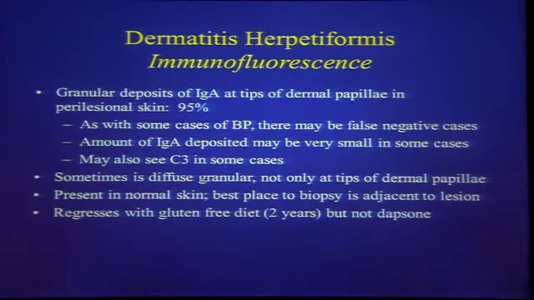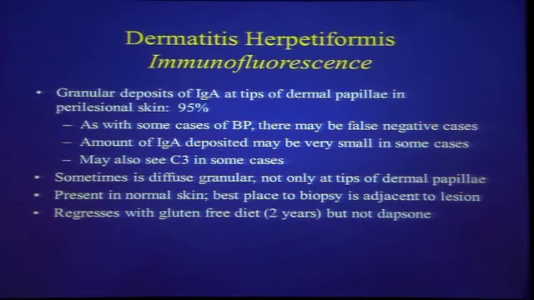If you do immunofluorescence, you get these granular deposits of IgA at the tips of dermal papillae in a high percentage of cases, 95%. You can get some false negatives. Sometimes it's just a small amount of deposition. And sometimes if the patient's been on a gluten-free diet, they may actually get some negative findings here too.